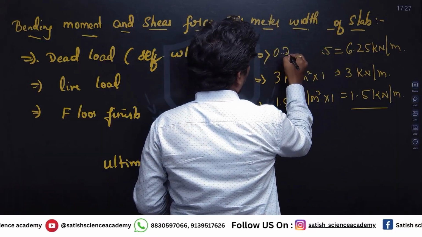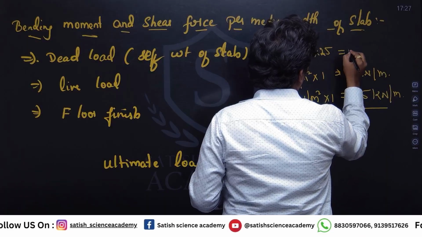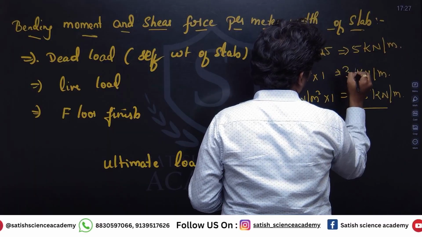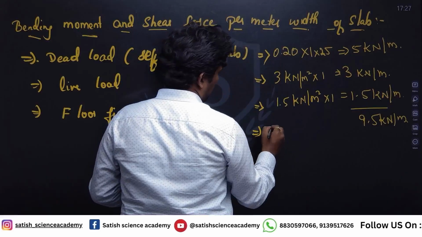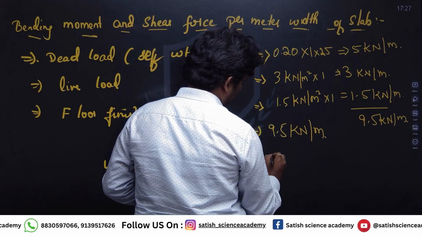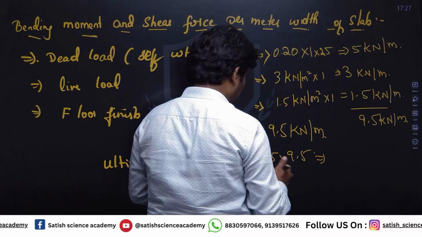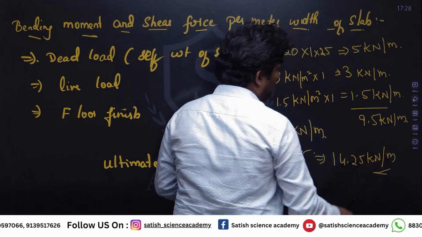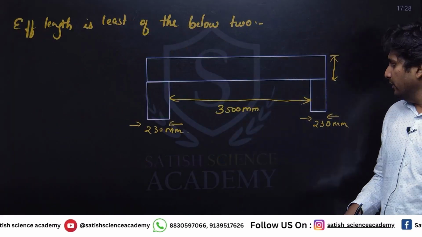See, depth of the slab is 0.20 into 1 into 25. So this is equal to 5 kilonewton per meter. So this is 9.5 kilonewton per meter in total. So this will be 1.5 into 9.5. This is 14.25 kilonewton per meter. लोड आ गया स्लैब के ऊपर, दैट इज 14.25 किलोन्यूटन पर मीटर। इस लोड को यू नीड टू कैलकुलेट.